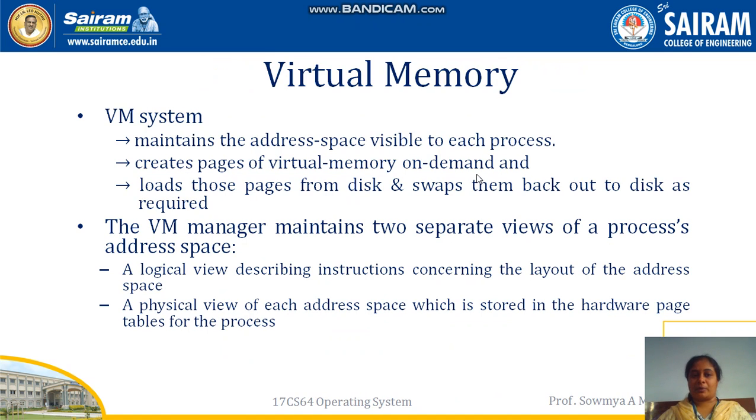Next is virtual memory. The virtual memory system is used for maintenance of the address space visible to each process. It creates pages of virtual memory on demand, loads these pages from the disk, and swaps them back out to the disk as requested. Virtual memory maintains two separate views of a process: the logical view and the physical view. In the logical view, the layout of the address space is continuous. In the physical view, the address space is stored in the hardware page tables, which are given for the process.